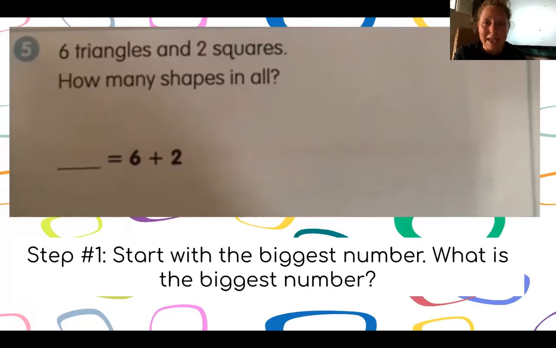6 triangles and 2 squares. How many shapes in all? So our equation reads blank equals 6 plus 2. Remember, you must start with the biggest number. What is the biggest number? Let me read the word problem again. 6 triangles and 2 squares. How many shapes in all? Start with the biggest number. Push pause and push play when you're ready to continue.